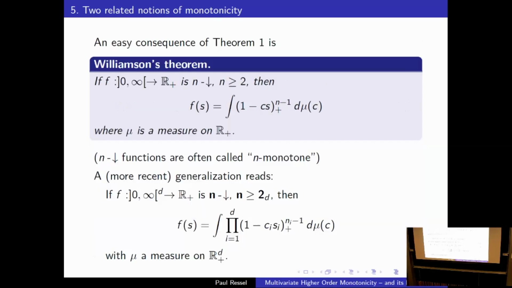And an easy consequence of theorem 1 is this quite well-known theorem of Williamson. I take here the half line to avoid the discontinuity at 0. Such a function is n-decreasing, n at least 2, if it has this unique integral representation. And by the way, in one dimension, n-decreasing functions are very often called just n-monotone. But I like much more to work with decreasing and increasing, because with monotone the direction is not always clear. And a more recent generalization is to larger dimensions.